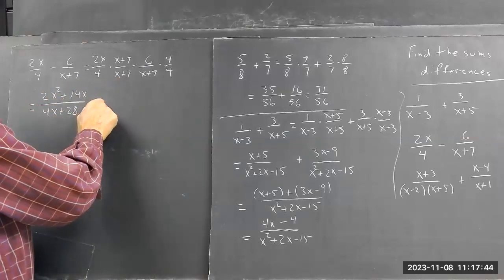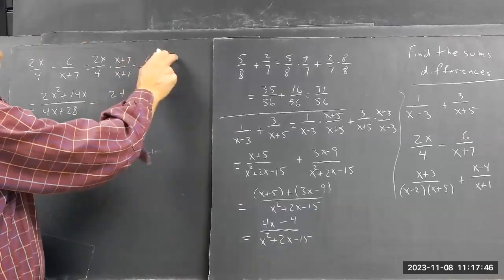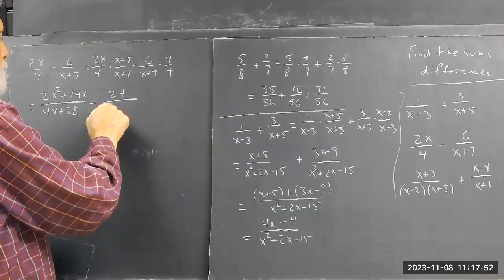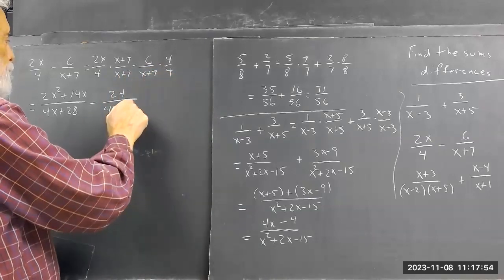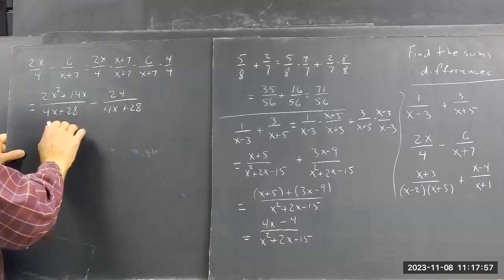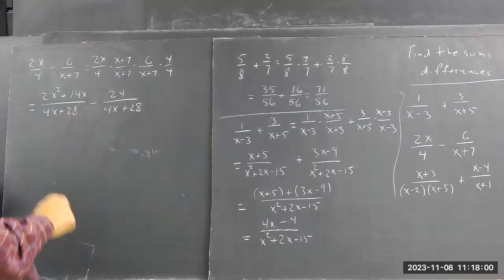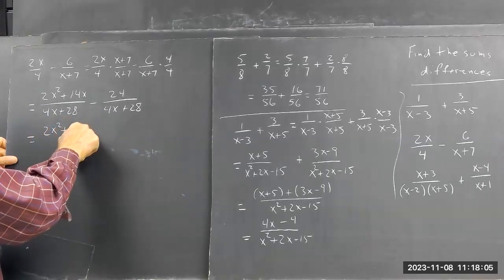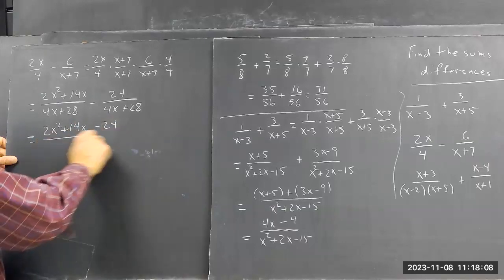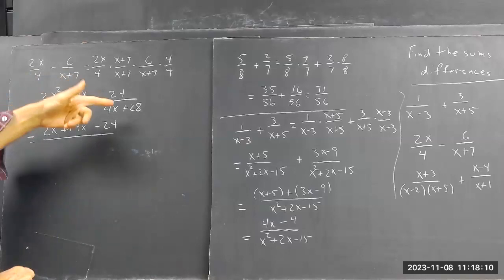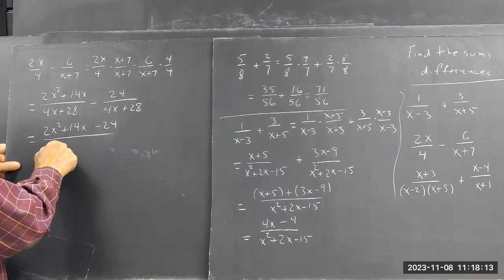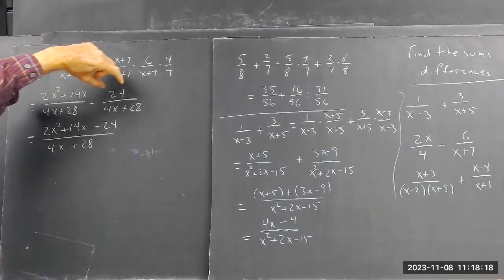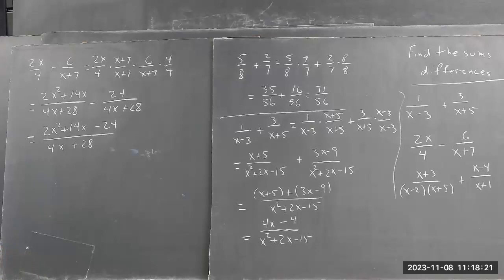Then it's going to be minus 24 because 6 times 4 is 24. And x plus 7 times 4 would be x times 4, which is 4x, and 7 times 4, which is 28. And we see that we have the same denominator. So now we can write our expression as follows: numerator minus this numerator.